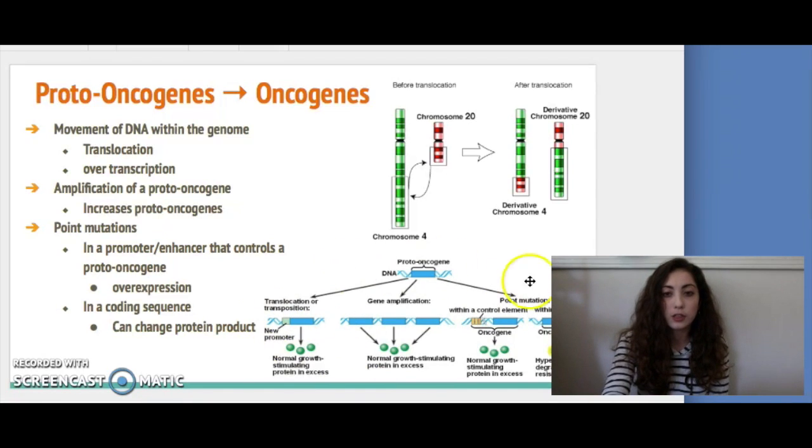And this is just an overview of all of these three conversions.